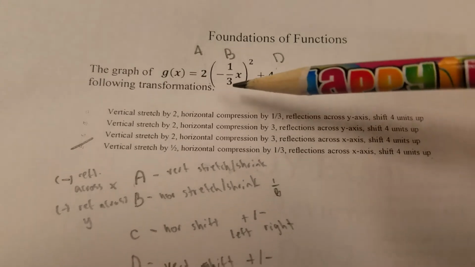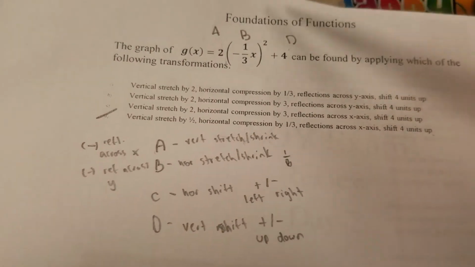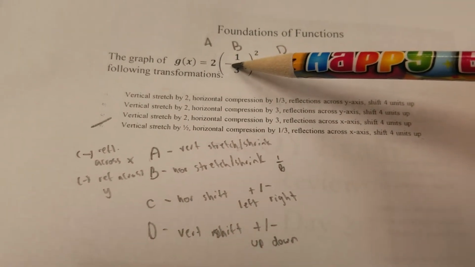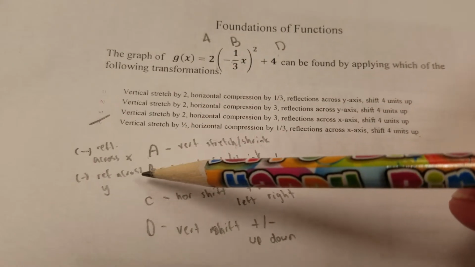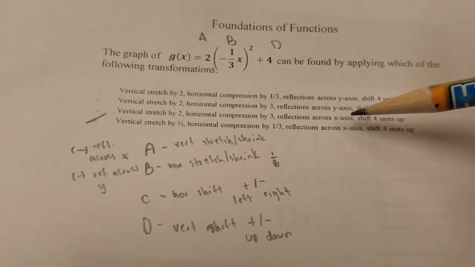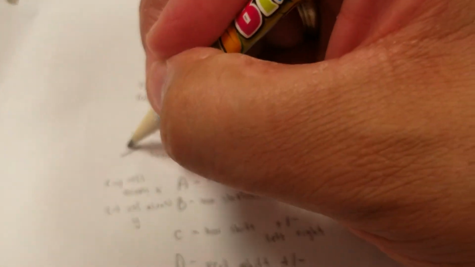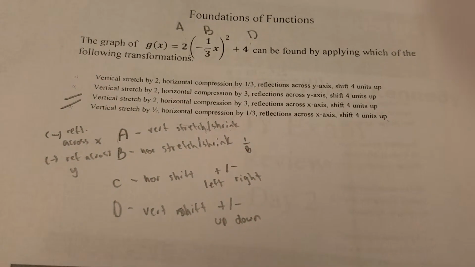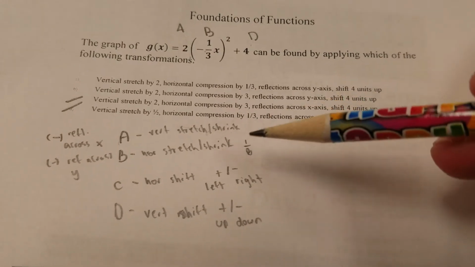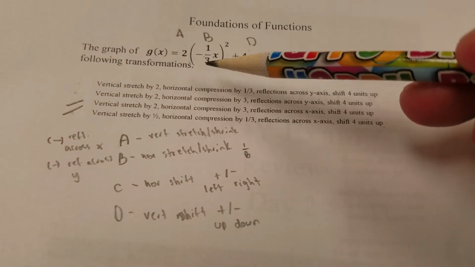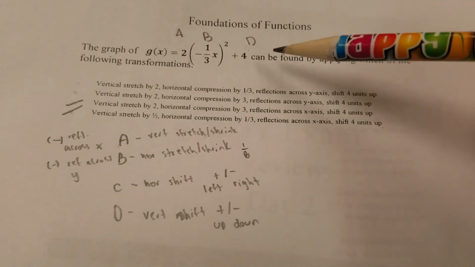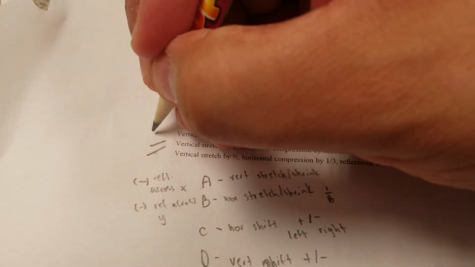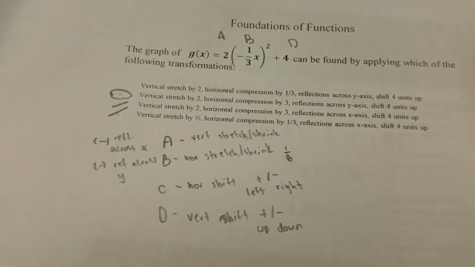Now B is where we're a little bit tricky. So first, let's deal with the negative. So negative in front of the B means reflect across the Y. So guys, I can get rid of answer C because of that. And for B, I'm using the reciprocal, so 1 over B. So this is 1/3. I'm actually looking at 3 over 1. So this is stretching by 3. So the answer is B.